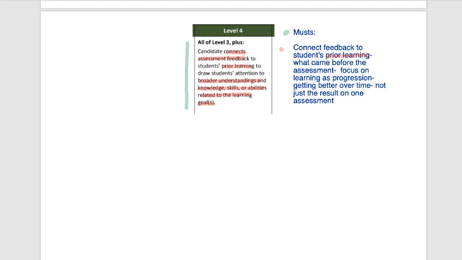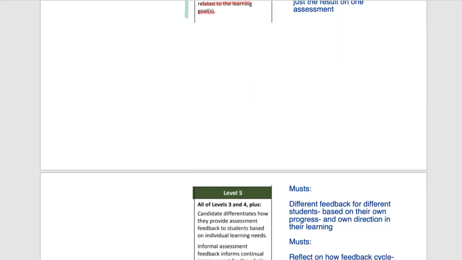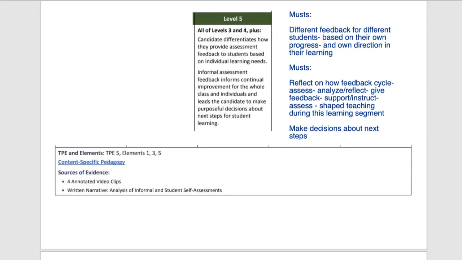So that's level 4, and you can see level 4 essentially has one thing to do: focus on prior learning. And so the move from level 3 to level 4 is not huge here. Let's go to level 5. On level 5, we can see that there are 2 blocks here, so let's look at each of them.